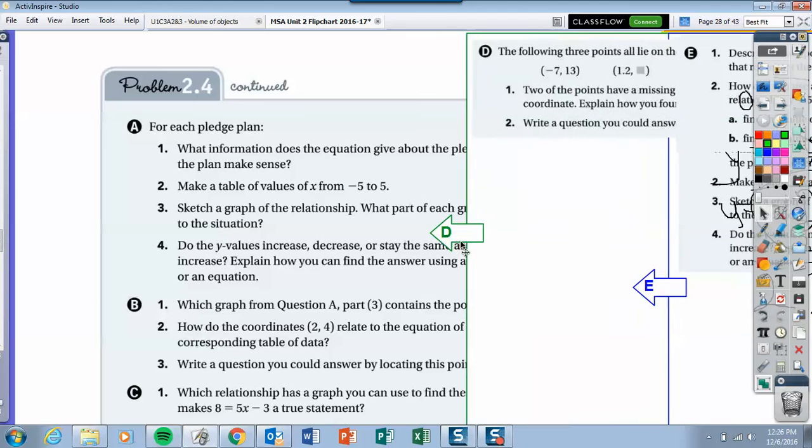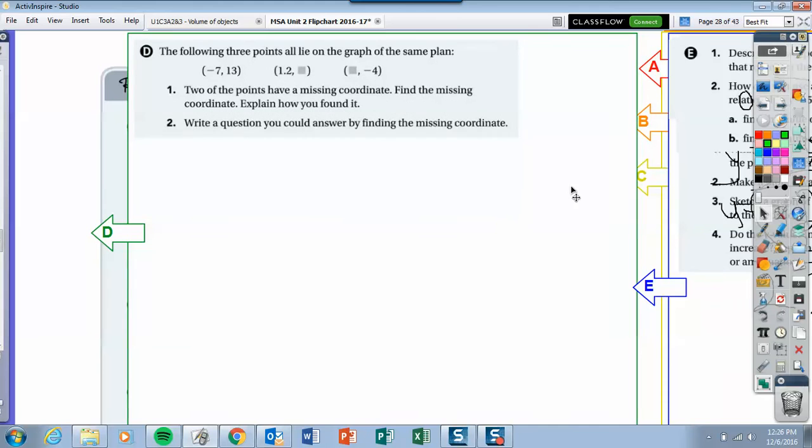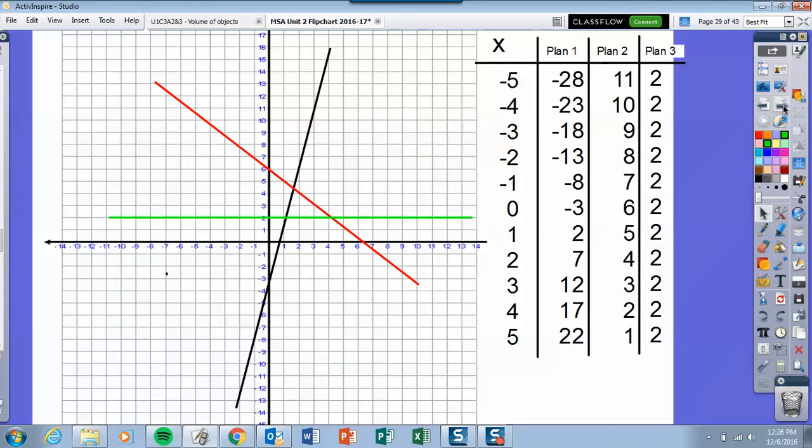find 3 points all lie on the graph on the same plane. 2 of the points have a missing coordinate. Find the missing coordinate. So I'm going to look first for the one it gives me, -7, 13. Over here, -7, and we're going to crawl on up, and my line is a little bit off, but it should be that guy right there. So I'm saying that that is for plan 2.